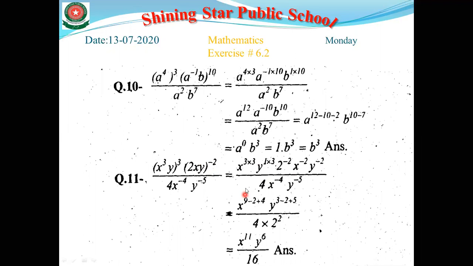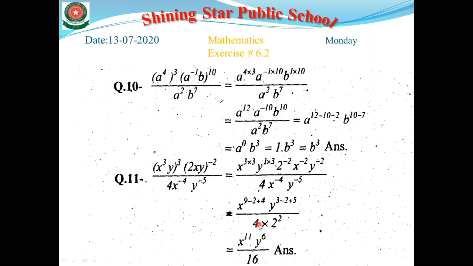Okay, now 3 3s are 9 and x multiply x. So we add the powers. 3 power 9 minus 2, and when we take minus 4 in the numerator, it becomes plus 4. So that's why we write here 9 minus 2 plus 4. Okay ji. Now y power 3, y power minus 2. When we take 5 from the denominator to the numerator, it becomes plus 5. So y power plus 5.